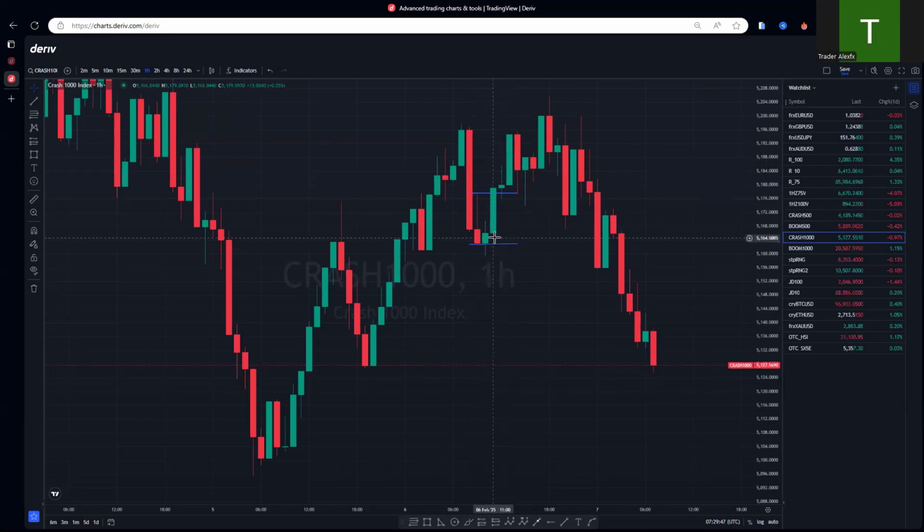Because one thing about this CRT is that it just follows the price delivery of accumulation, then manipulation, then distribution. The first candlestick is more or less the consolidation, the second candlestick is the manipulation, and the third one is the distribution, guys. That's the psychology and price delivery behind the CRT strategy.